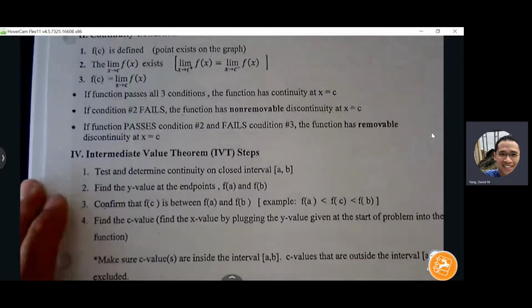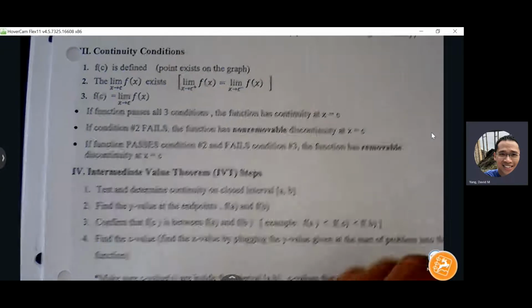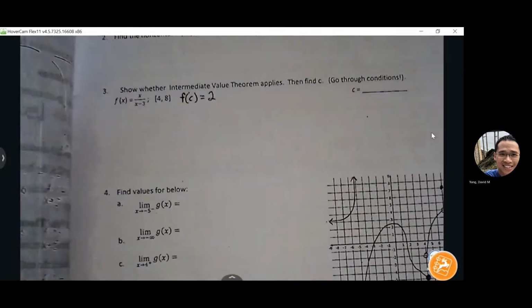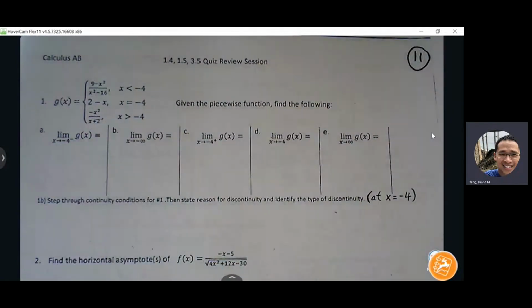And then IVT, intermediate value theorem. We did a couple of examples when we learned it, but we will come back and review some of those problems Monday and Tuesday. In the past, we would do a quiz over 1.4, 1.5, and 3.5 before the test. So in the past, we would have 2 quizzes followed by a test. But now we only have 1 quiz and 1 test. So, but I still want to provide this in case we have time. We can do some extra practice.